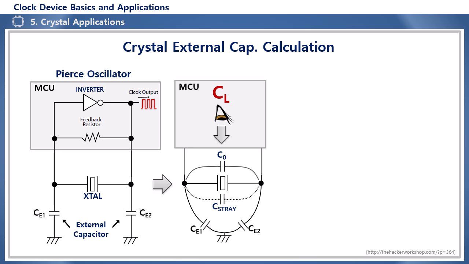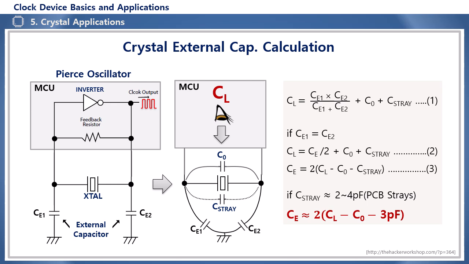Above, you can see the internal shunt capacitance C0 of the crystal itself and two capacitors connected between the two crystal terminals and ground, and additionally, you can see the stray capacitance C stray due to the PCB pattern on the two crystal terminals. Here, to obtain the capacitance CL, looking at it from the perspective of the two terminals of the crystal, the external capacitors CE1 and CE2 are in series.